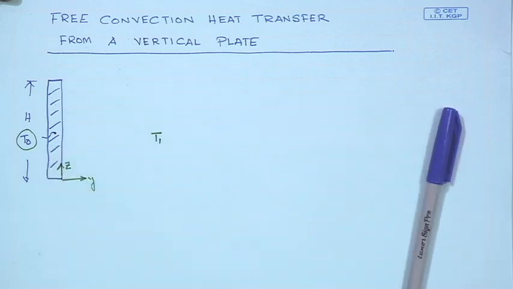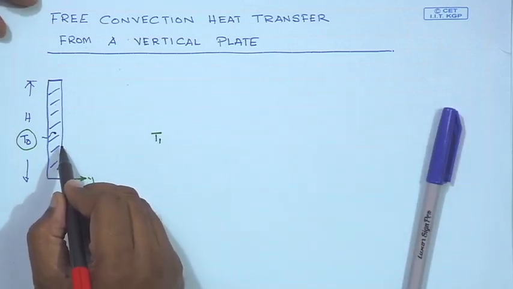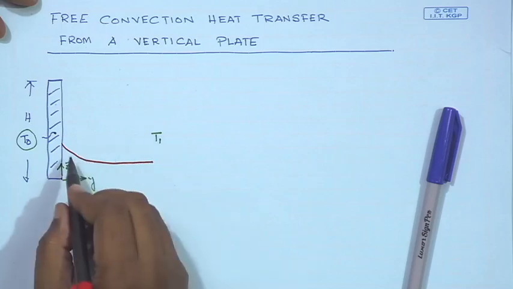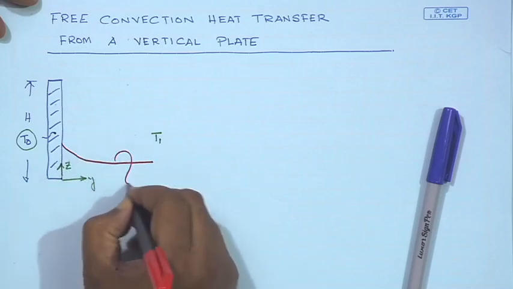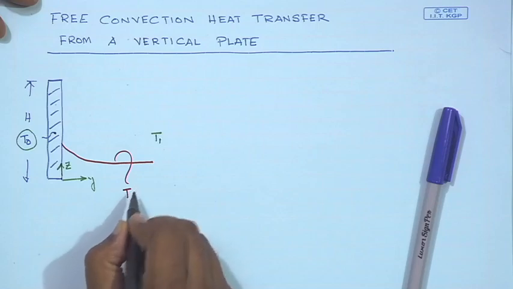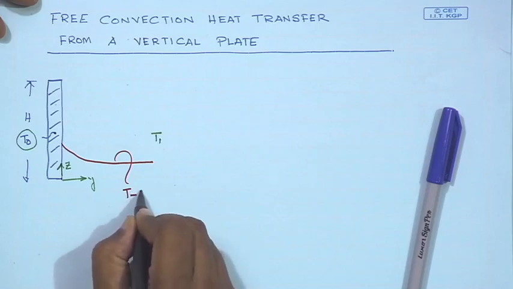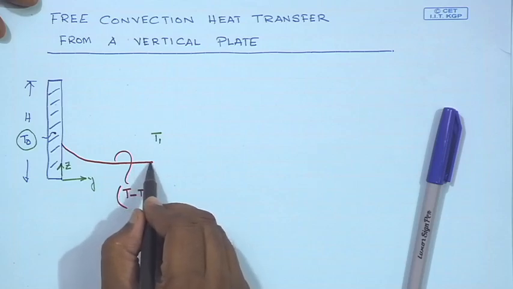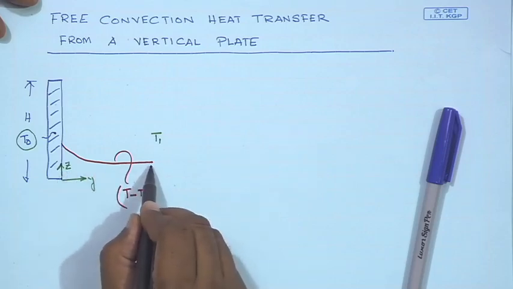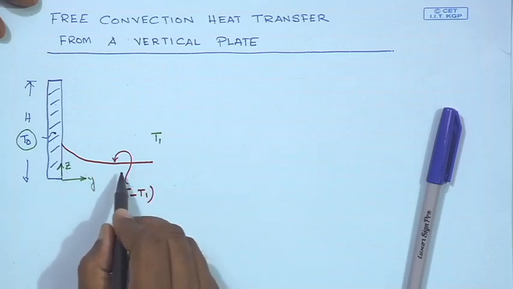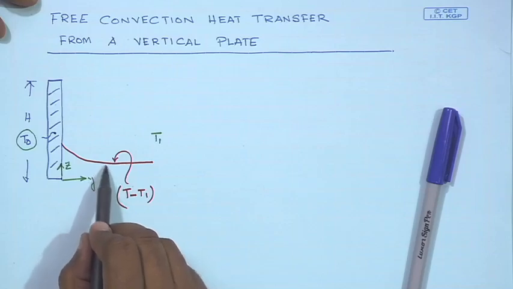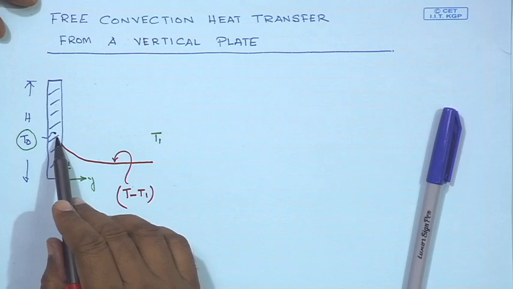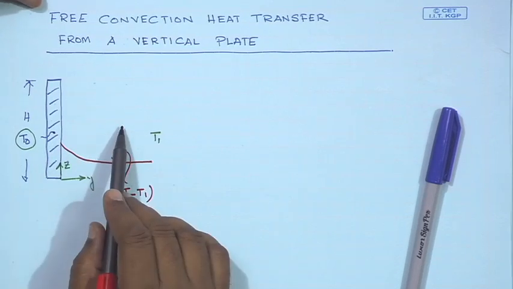So if you draw the temperature profile for such a case, it would probably look something like this, where it would asymptotically reach T1. So I am plotting T, the temperature of the air near the wall, minus T1. So T minus T1 would slowly approach 0 as we move away from the plate. So this is the temperature difference profile which one would expect for the case of a hot plate in contact with a cooler fluid.